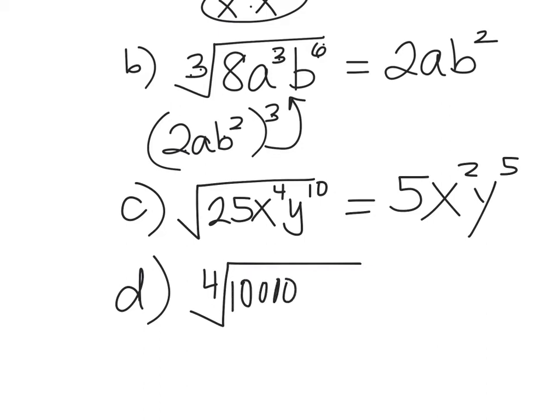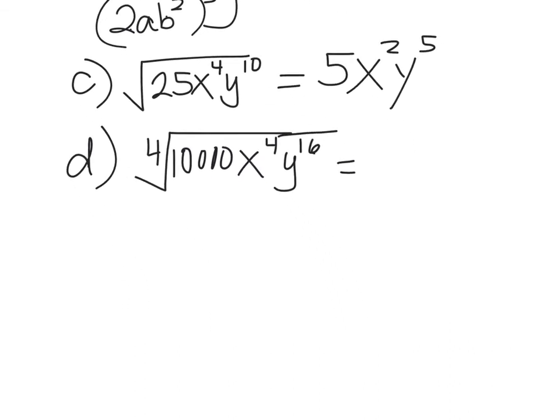10,000 x to the 4th y to the 16th. All right, last one. These are fun. Oh, you want to know when the quiz is because you're good at these and you want to show your abilities? No, okay, no, not at all. All right. 10,000 x to the 4th y to the 16th. If you need to use your calculator to do the 4th root of 10,000, that's fine. Your calculator will do that. It won't do the variables for you.